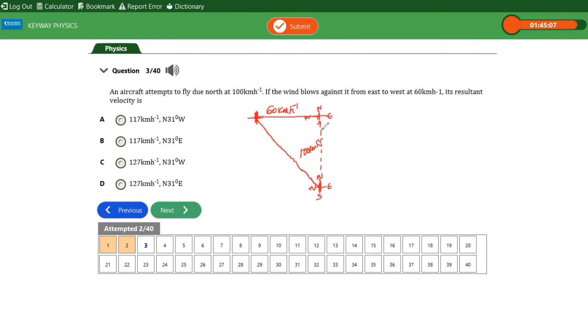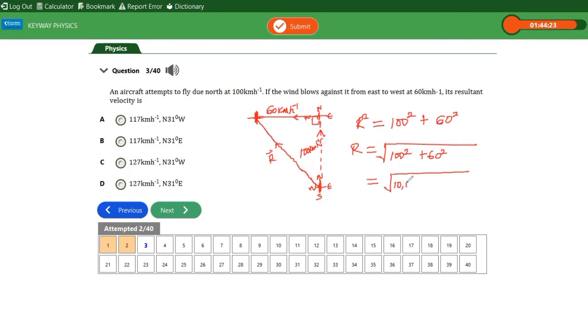That is your resultant. So the direction is here. Remember, it's a vector quantity. So here is the direction, and here is the resultant, which is R with arrow. So since this is a right angle triangle, we are going to use Pythagoras theorem, which says that R squared is equal to 100 squared plus 60 squared. So I have R is equal to the square root of 100 squared plus 60 squared.